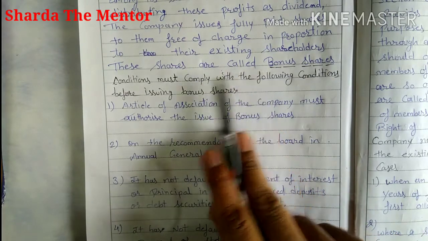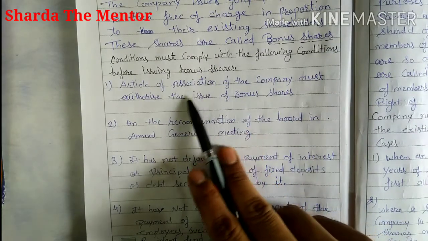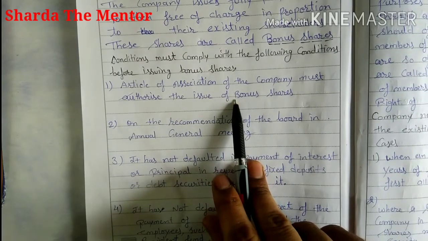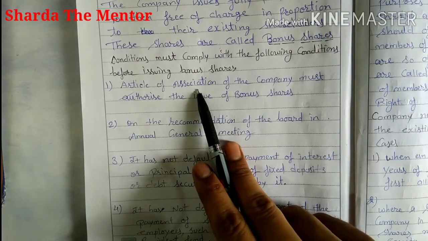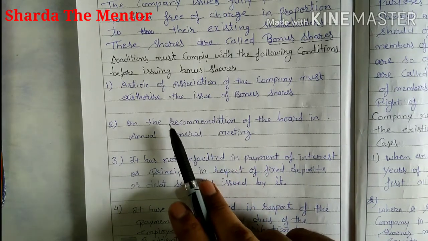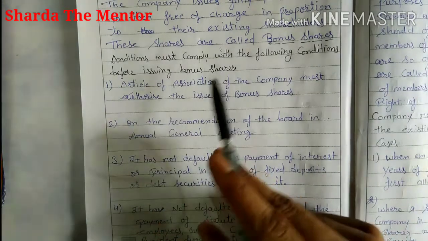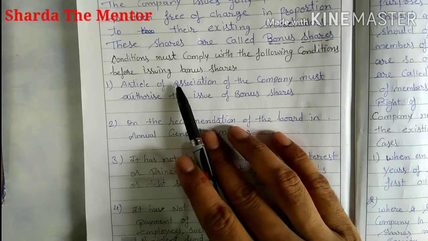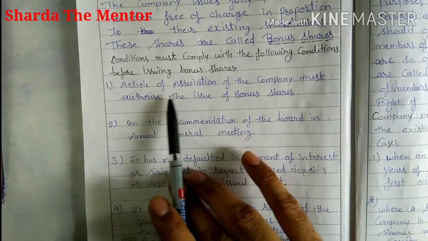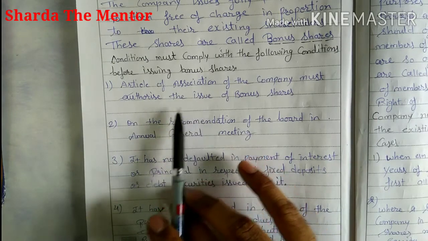So when the company, instead of giving profit, gives shares without any cost to its existing shareholders, that is called a bonus share. Now, the following conditions must be complied with before issuing bonus shares. First, the articles of association of the company must authorize the issue of bonus shares. It means when you registered your company, you had to prepare a memorandum of association and articles of association. At that time, a clause should be included in the articles of association mentioning that the company has the right to issue bonus shares.